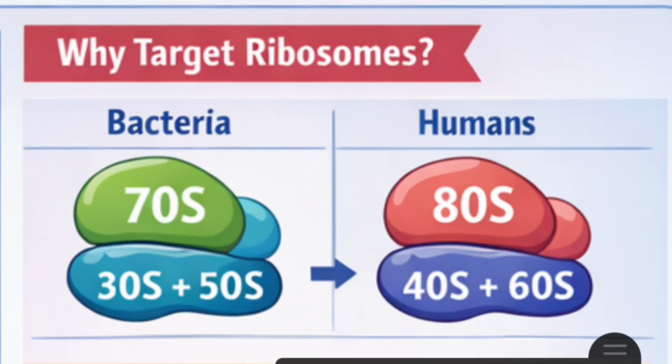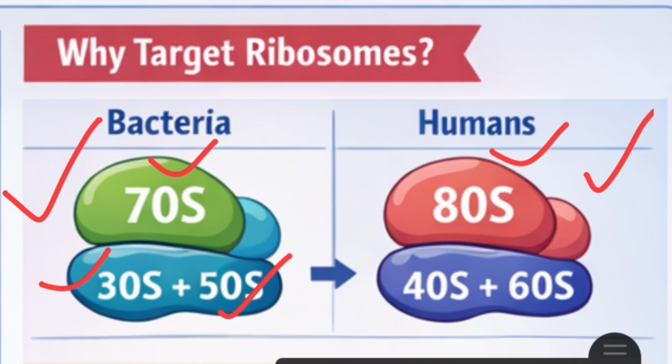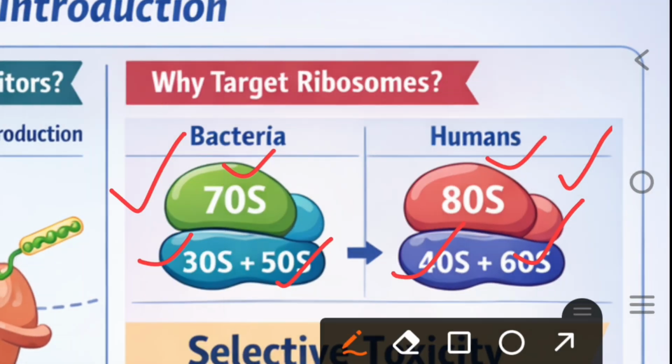There are two types of ribosome. One is the bacterial ribosome, the other is the human ribosome. The bacterial ribosome is 70S, while the human ribosome is 80S. The bacterial ribosome is further made up of two subunits: one is the 30S, the other is 50S, while the human ribosome is made of 40S and 60S. Some of the antibiotics inhibit the 30S and some of the antibiotics inhibit the 50S, but there are no antibiotics that inhibit the 40S or 60S.